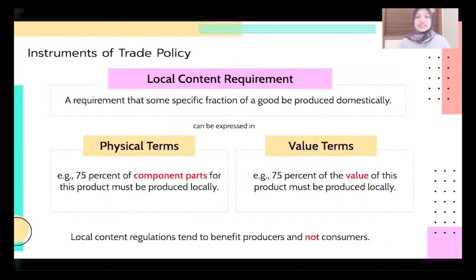The next policy is local content requirement. This is a requirement that some specific fraction of a good must be produced domestically. The requirement can be expressed in two ways: physical terms and value terms. Physical terms state that a certain percentage of component parts of a product must be produced locally, while value terms state that a certain percentage of the value of a product must be produced locally. This regulation tends to benefit the producers, not the consumers.